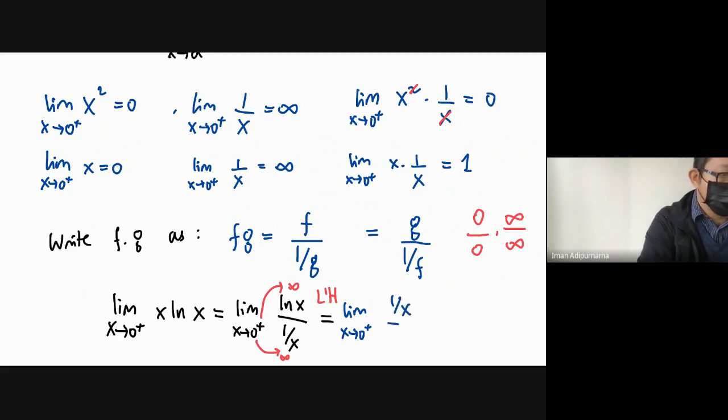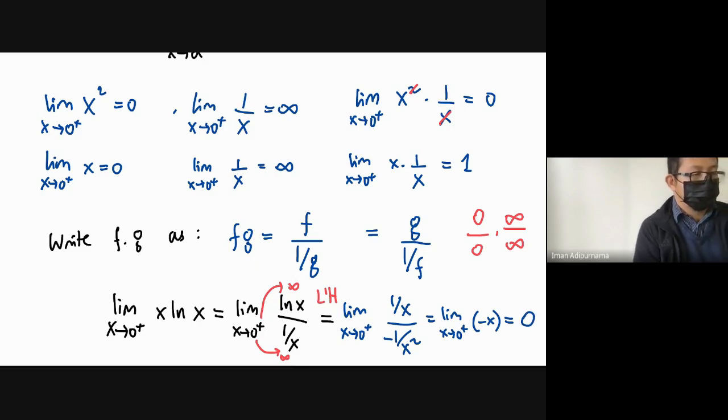This will be 1 over x. This will be 1 over a negative 1 over x squared. And this will result in, or we can simply say that will be 0. So from here, for x ln x approaching 0, it will get to 0 first rather than going to infinite. Okay.